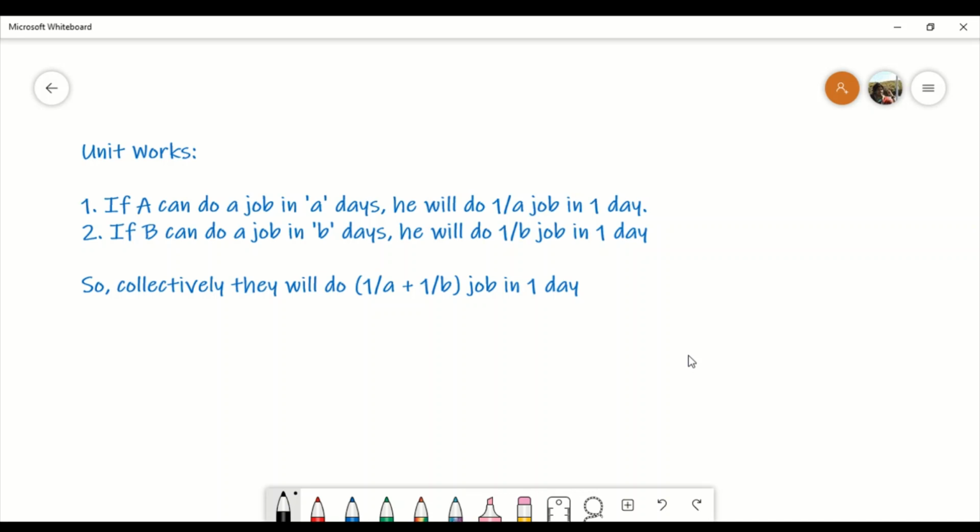So if day is the unit of time, then that is the amount of work that they are doing in that particular unit of time. So for example, if A can do a job in a days, so capital A is the person's name and small a is the number of days that they take to complete that work, then he will do 1 upon a job in 1 day, right? Similarly, if B can do a job in b days, he will do 1 upon b job in 1 day. So these are the unit works done by A and B individually in 1 day.